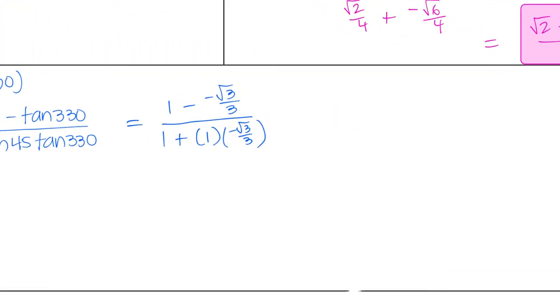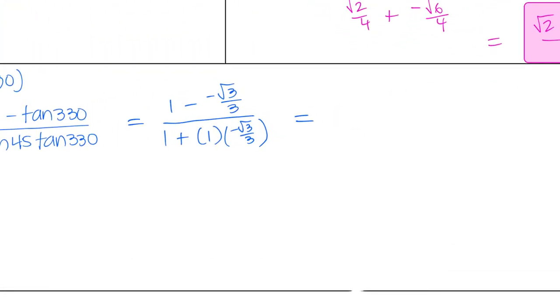Okay, so of course we're going to simplify. Right here, minus negative, that's going to turn to a plus sign. Then this 1 stays the same. I already wrote it. 1 times negative square root of 3 is going to just be this. But if I add a negative, that's the same as subtracting.